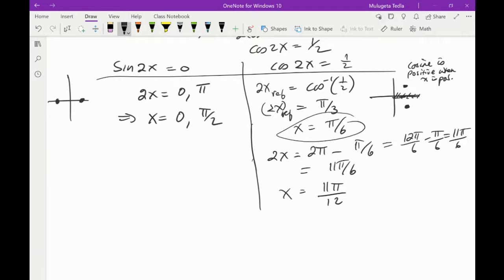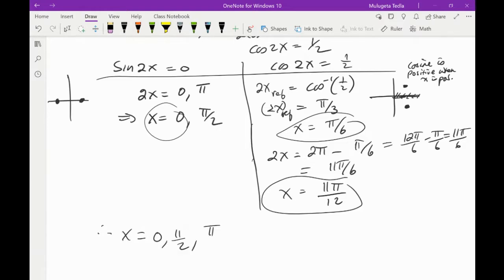So I have the following angles as an answer. Therefore, x must be 0, pi by 2, pi by 6. Okay, I will write pi by 6 first because it's smaller, pi by 2, and 11 pi by 12. We'll do all these answers.